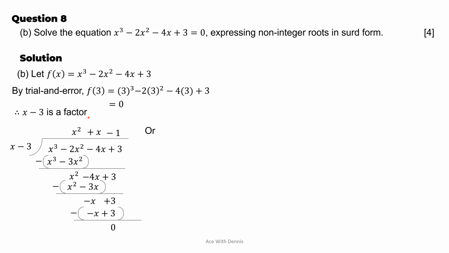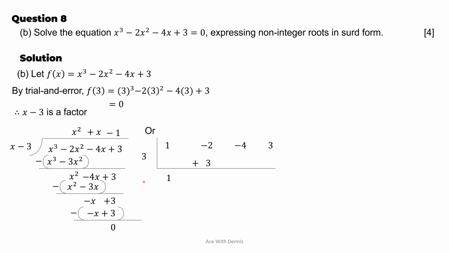Okay, there is another way we can do it. We can use a synthetic method, right? By copying down all the coefficients of this expression, x cubed minus 2x squared minus 4x plus 3. So it is 1, negative 2, negative 4, and 3. Alright, and then we draw this line, and 3 here because x minus 3 is a factor, right?